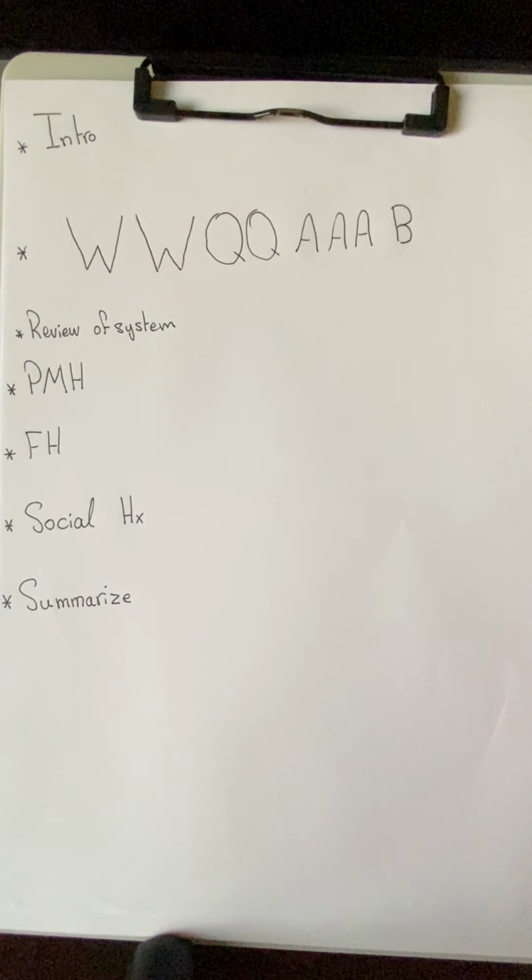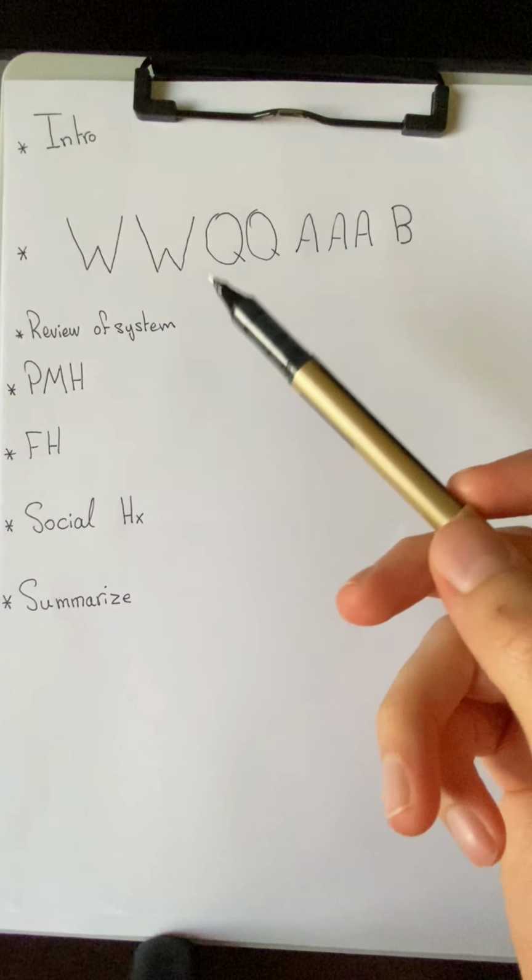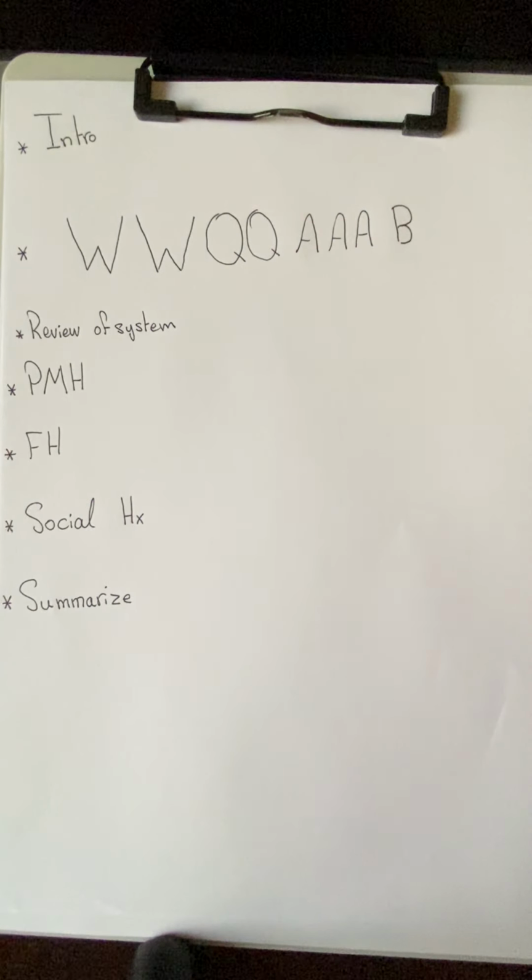We call it the WWQQAAAB. It's 2 W's, 2 Q's, 3 A's, and 1 B. And if you enter the exam and they give you a paper, you can just have 2 seconds to write those down. It will help you a lot. And after a lot of practicing, those letters or those words will be stuck in your mind and you won't have to write them down on a paper.